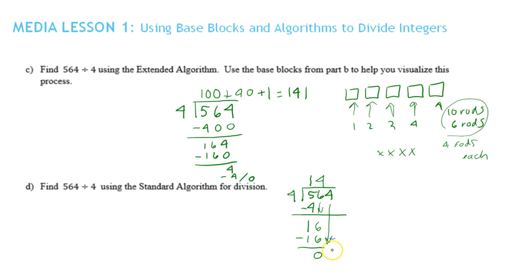You bring down your last number. 4 goes into 4 1 time, that goes in the ones place, and we have 141, just like we got here. So notice this is a little more streamlined, it's quicker, and you don't have to focus so much on the place value, but it accounts for the place value. And it's important you realize that there are place value concepts behind this algorithm that make it work.